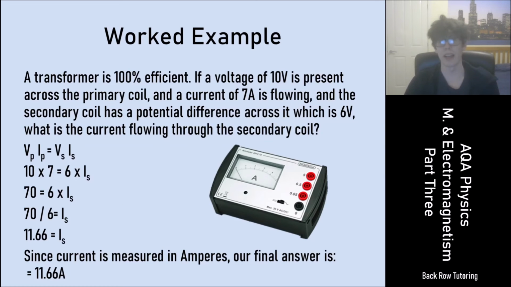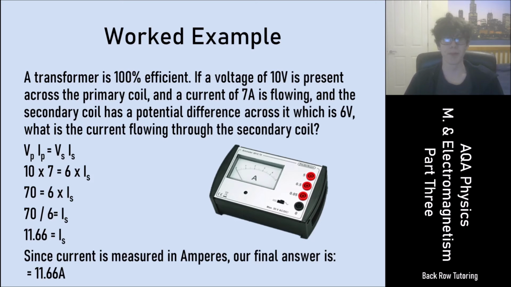Let's have a look at a worked example. A transformer is 100% efficient. So, if it's 100% efficient, we can use the conservation of power equation. If a voltage of 10 volts is present across the primary coil and a current of 7 amps is flowing, and the secondary coil has a potential difference across it which is 6 volts, what is the current flowing through the secondary coil?